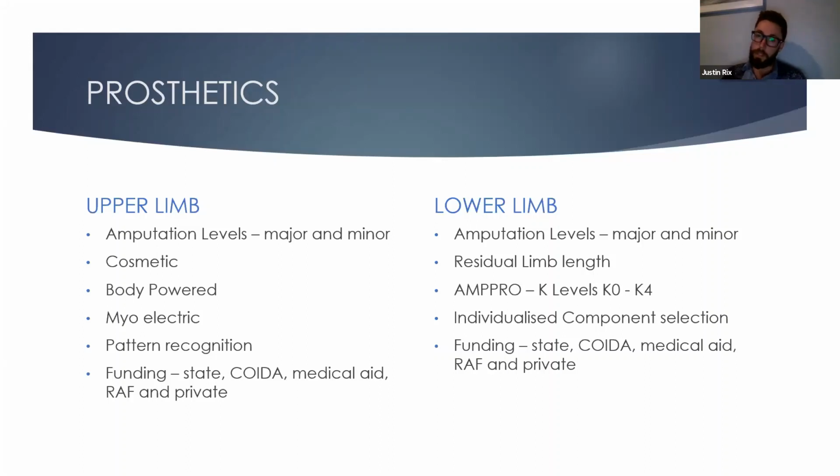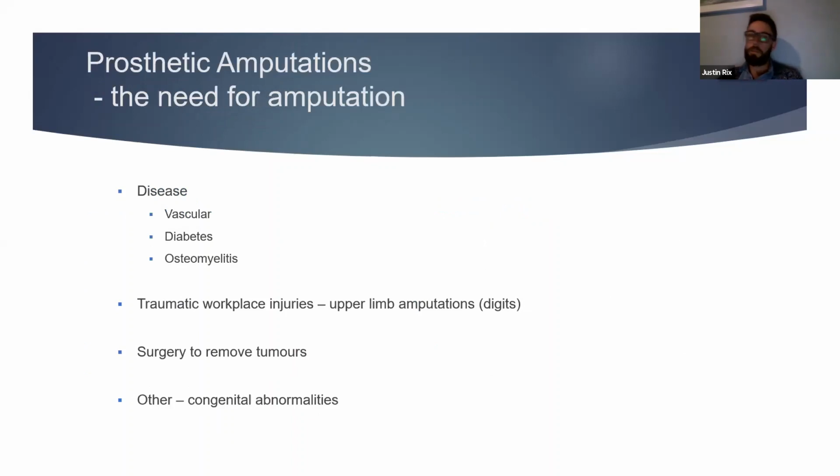And this is what a lot of the medical aids are using now to classify amputees for how they're going to do their funding. So as much as you want to give the patient the best of everything, a lot of it obviously comes down to funding. So you've either got state or government, COIDA, which is workman's compensation, medical aid, RAF, and then private. So that's how we are looking at who's going to fund the prosthesis.